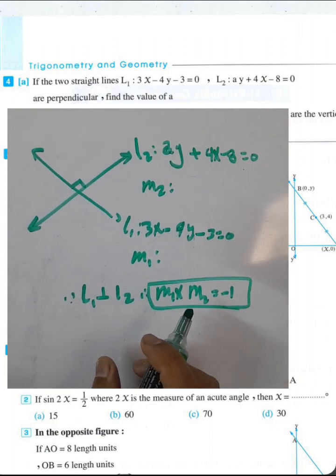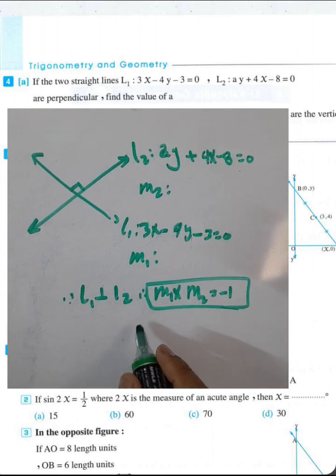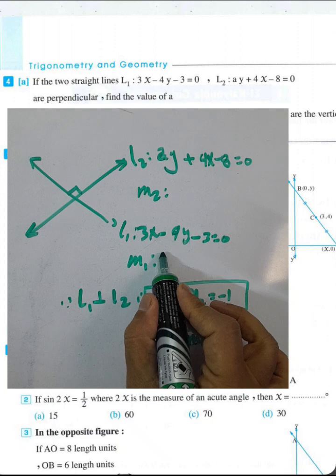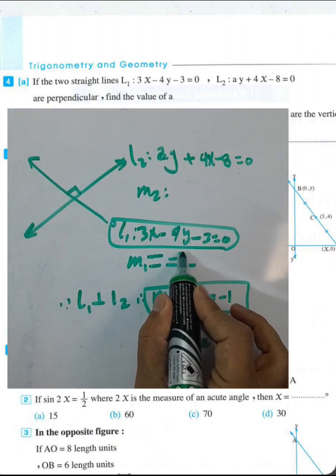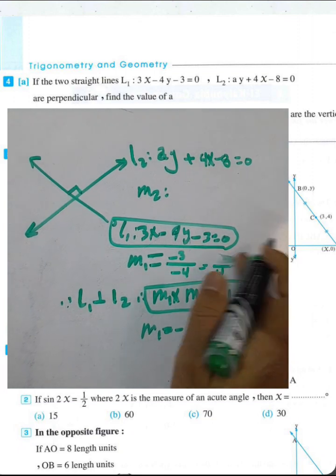If two straight lines are perpendicular, then slope 1 multiplied by slope 2 equals negative 1, or we can write slope 1 equals negative 1 over slope 2, as you like. You can use this method or this method. You can find the slope of this equation by writing the negative coefficient of x over the coefficient of y. The result will be 3 over 4.